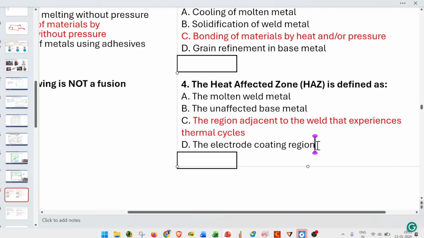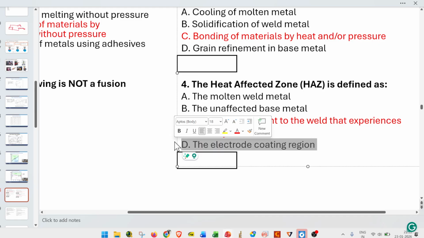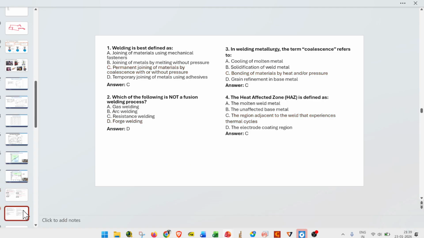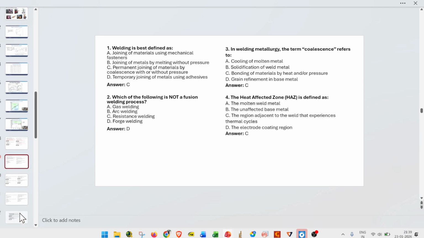Finally, the last one is the electrode coating region. Definitely the electrode does not come under the heat affected zone. So that is not, we call it a flux. So these are the answers. Next, coming to the next set of questions.